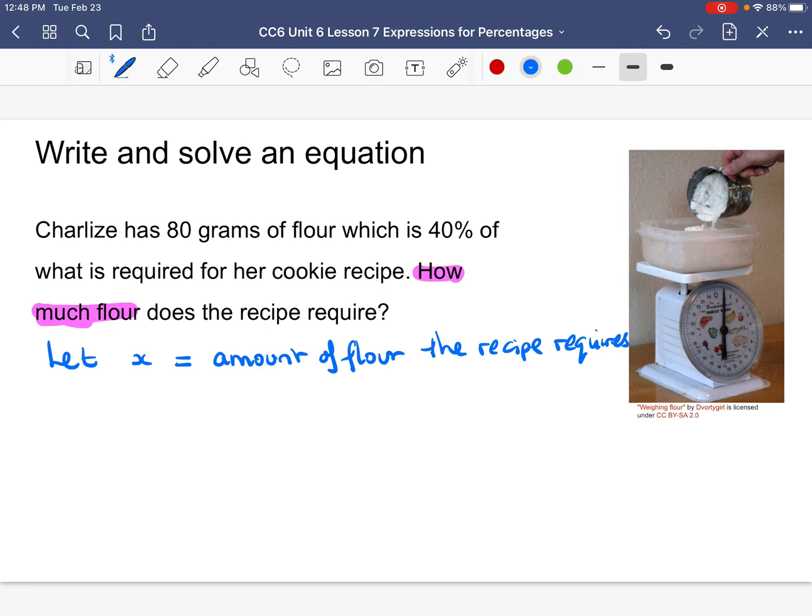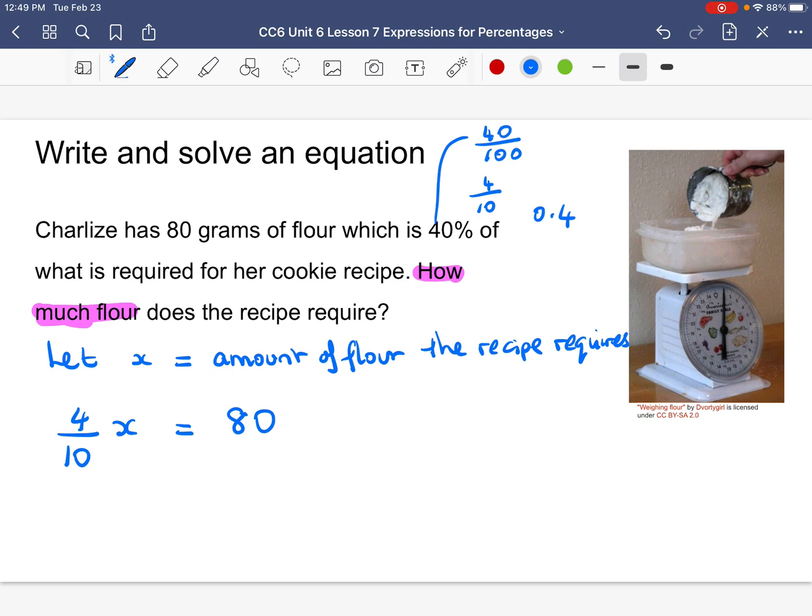Okay, and Charlize has 80 grams of flour, which is 40% of what's needed. So 40%, I'm going to say it could be 40 over 100, or an easier fraction, an equivalent fraction would be 4 out of 10, or a decimal 0.4. So any of those three can represent 40%. I'm going to take the 4 out of 10. So 40% of what's required is 4/10. What's required is x. 4/10 of x equals 80 grams.